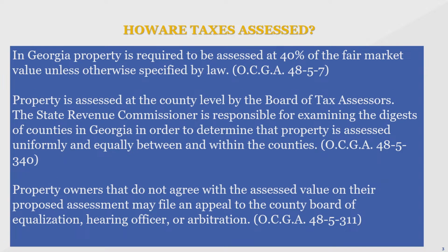How are taxes assessed? Taxes are assessed at 40% of the fair market value, as I just recently explained. A house at $200,000, 40% of that would be $80,000. So taxes are assessed at 40% of the fair market value of the home. Property owners that do not agree with the assessed value on their proposed assessment may file an appeal to the County Board of Equalization, hearing officers, or arbitration.